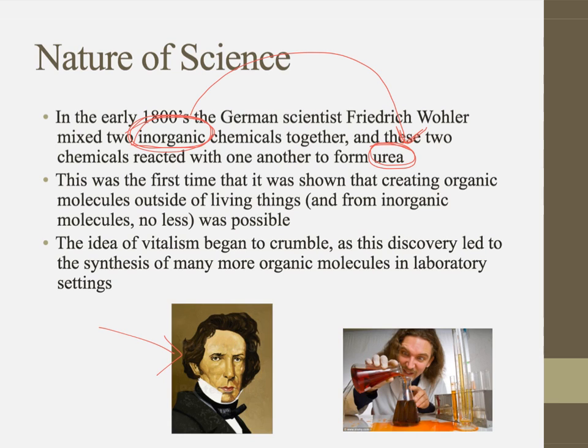It was the first time it was shown that living things weren't the only things able to create organic molecules. So the idea of vitalism began to crumble, and this discovery led to many more types of organic molecules being synthesized in laboratory settings. This was super important in figuring out how life on Earth first originated. How did organic molecules like proteins and DNA come to be on Earth? Well, they had to start out in some kind of non-living, inorganic space and then move forward from there. And so this guy had a super important breakthrough in terms of that discovery. And that'll do it for chapter 2.1.